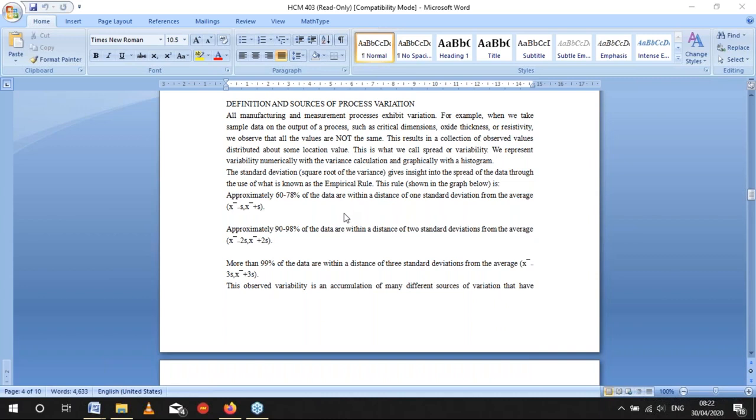Process variation. All manufacturing and measuring processes exhibit variation. For example, when we take sample data on the output of a process, such as critical dimensions, we observe all the values. We observe that all the values are the same.